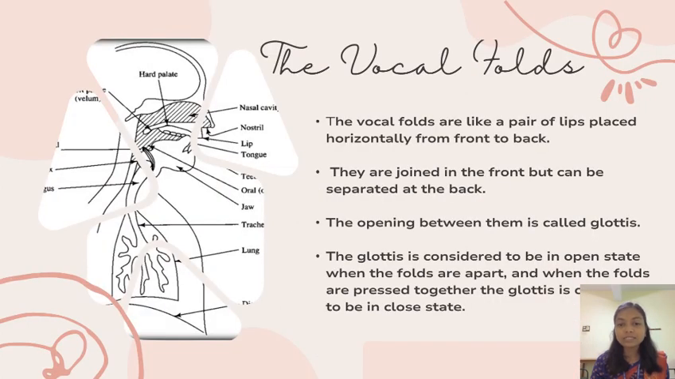So the next is vocal folds. Vocal folds are also called vocal cords. The vocal folds are like a pair of lips placed horizontally from front to back. They are joined at the front but can be separated at the back. The opening between the vocal folds is called the glottis. The glottis is considered to be in an open state when the folds are apart, and when the folds are pressed together, the glottis is seen in a closed state.